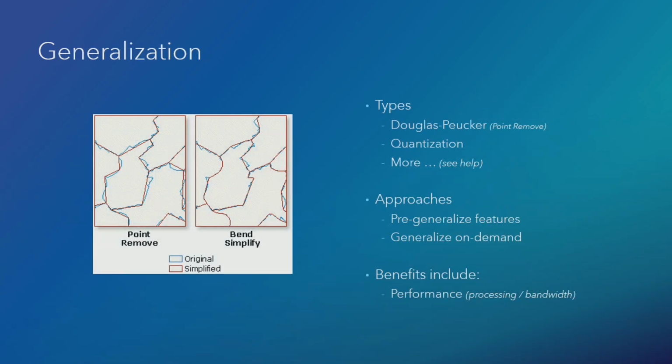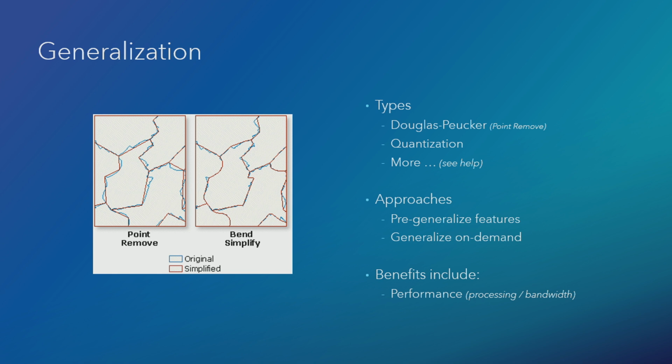Then we get to this idea of generalization. Very often, you have really highly detailed data sitting on the server. But it's not always that we need that full high-res geometry actually sent down to the client if we're doing things like visualization. If you're zoomed out to the extent of the entire world, do you really need to see every single little vertex on the coastline of California? Odds are good that you don't, right? Because the resolution of the display you're looking on doesn't even allow you to see all those little vertices.